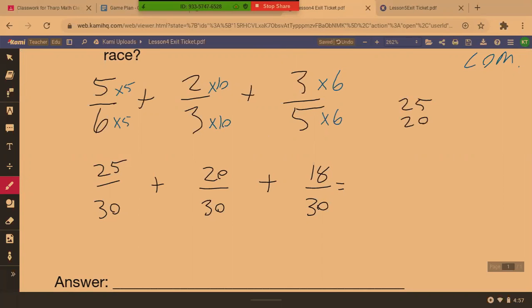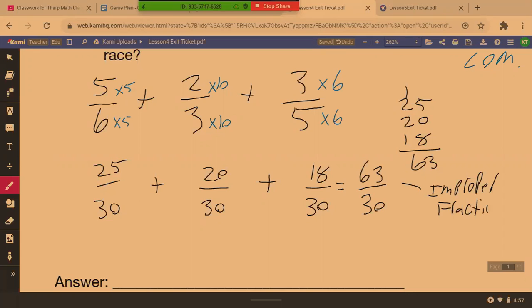25, 20, 18. 5 plus 8 is 13, carry the 1. 2 plus 2 is 4, plus 1 is 5, 6, 63. So I have 63 over 30. As you can tell, it's an improper fraction. I need to turn that into a mixed number. So 63 out of 30 kilometers. Let's turn that into a mixed number.